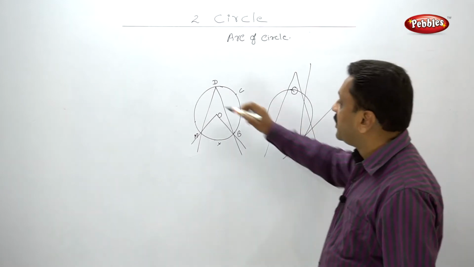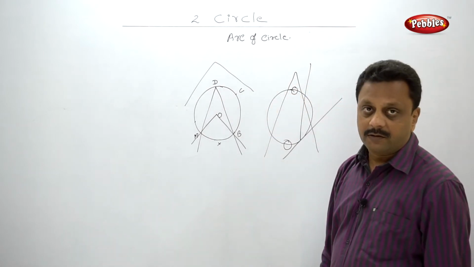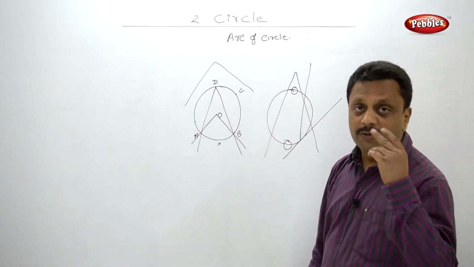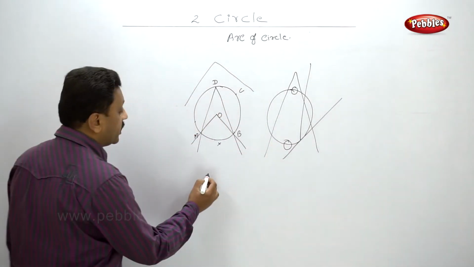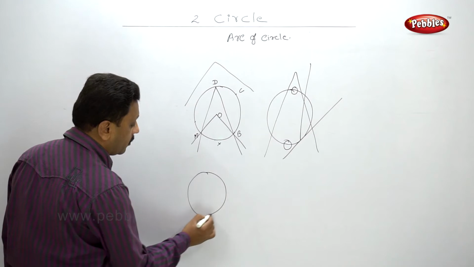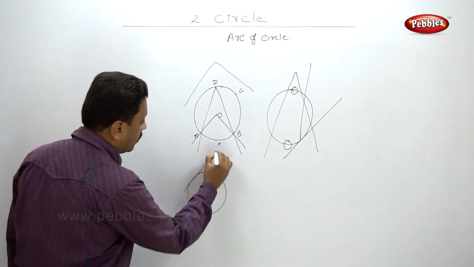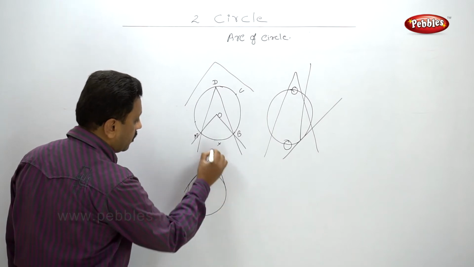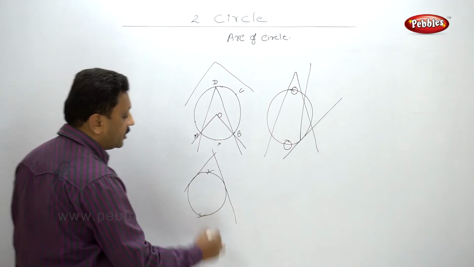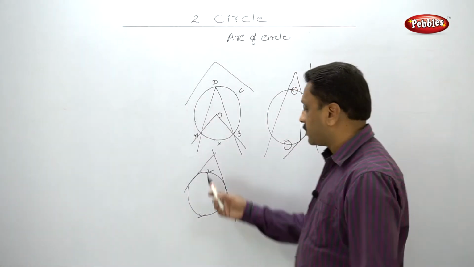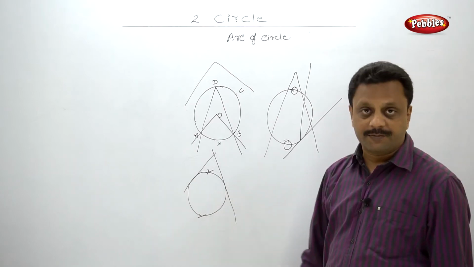But the arc must be cut. It cannot be something like this. It cannot be something like this. Two touching points must be there. If I want two touching points, suppose these two tangents are there. Still I will say this arc and this arc are intercepted arcs, these two, because there are two touching points, with the angle residing outside the circle.